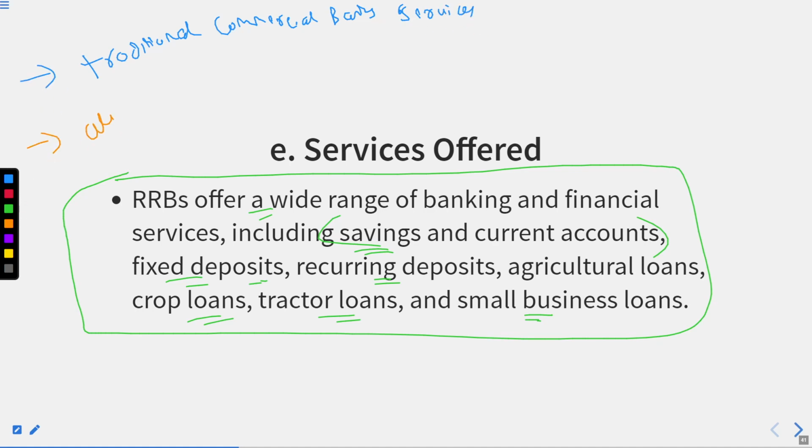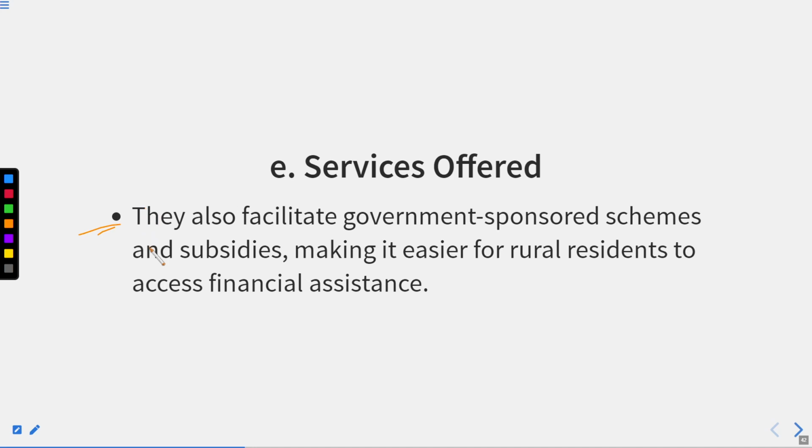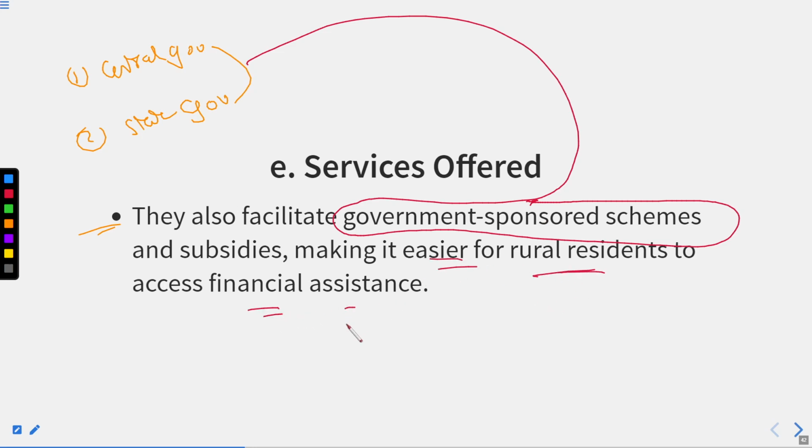Second, they are also focusing on specialized objectives like granting agricultural loans, crop loans, tractor loans, and small business loans. They also facilitate government-sponsored schemes and subsidies, making it easier for rural residents to access financial assistance because they are under the control of the central government and the state government. So as I had told you, the government could easily use them to promote government-sponsored schemes, so that it becomes easier for rural residents to access financial assistance.